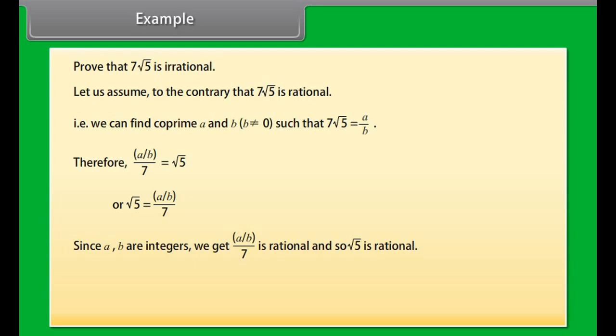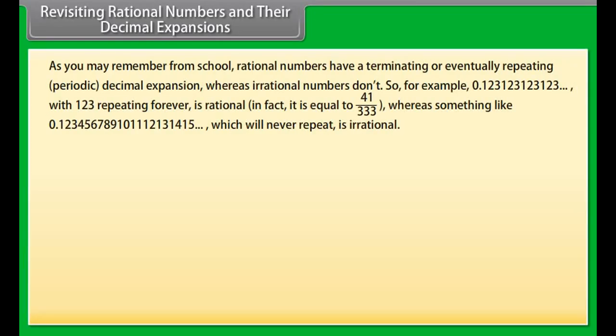Example. Prove that 7 square root 5 is irrational. Let us assume to the contrary that 7 square root 5 is rational. That is, we can find coprime a and b, where b is not equal to 0, such that 7 square root 5 is equal to a upon b. Therefore, a upon b times 7 is equal to square root 5, or square root 5 is equal to a upon 7b.